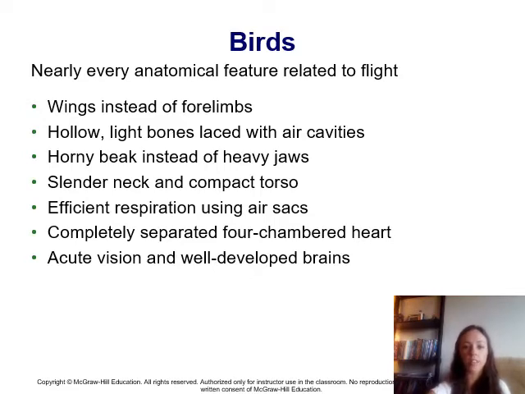The lungs are made of air sacs, which are light and allow the bird's muscles to get oxygen quickly. The heart has one more chamber than the reptiles do, which just means that they can pump blood more efficiently throughout the body.